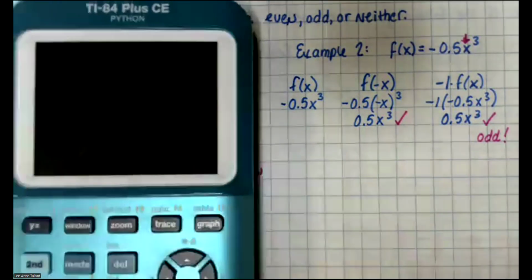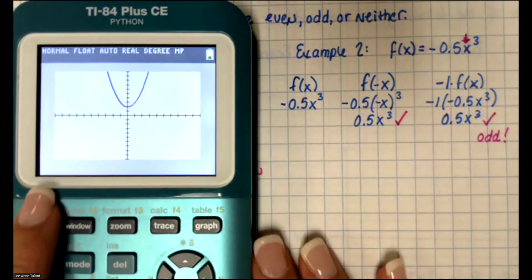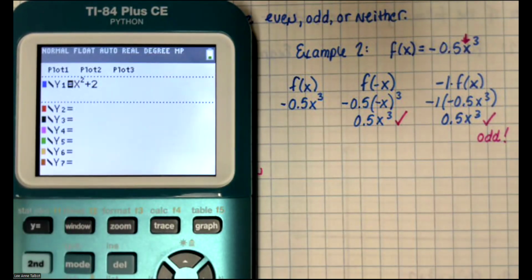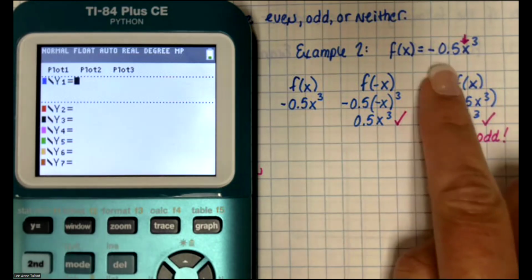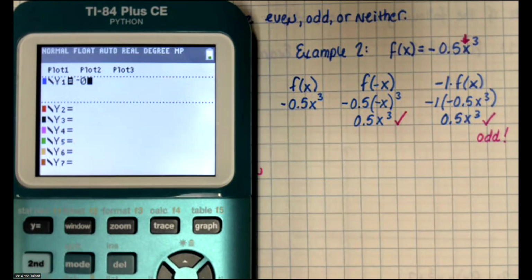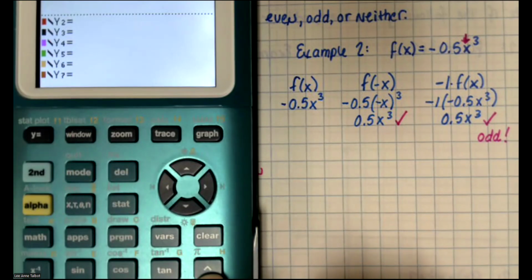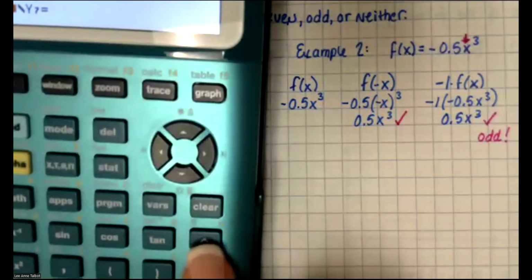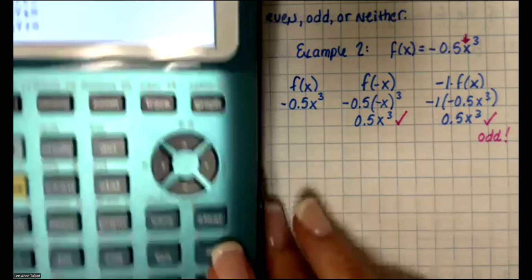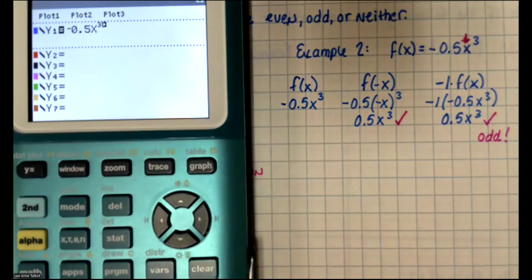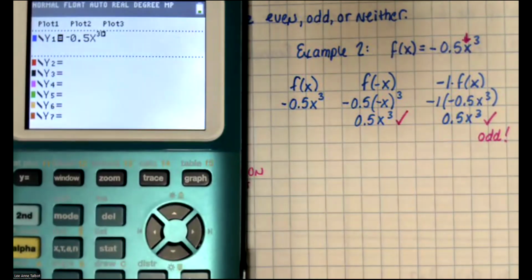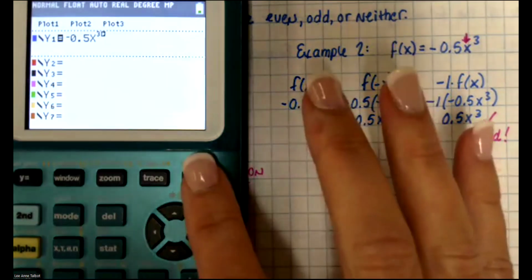Okay, now let's go back to the fun of the calculator. Go back to y equals. You can clear it, yeah. Okay, and we put in the original one, so negative 0.5 x, and then the third power you get from this up arrow, it's called the caret. When you hit the caret button, you say "to the" in your mind. To the third.